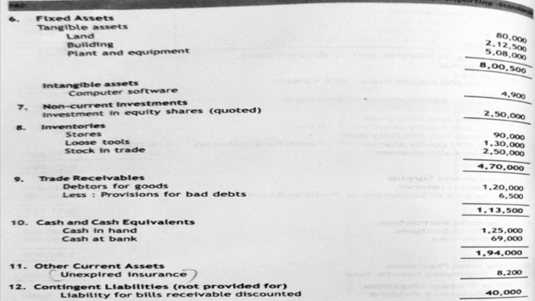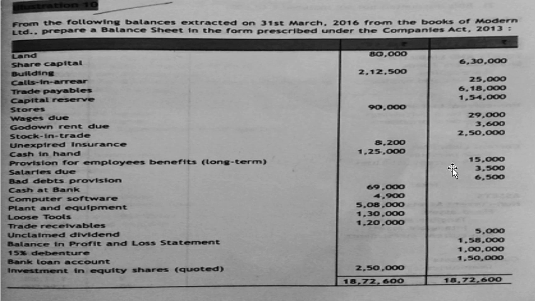Next is our other current assets. Under other current assets, we have unexpired insurance. Unexpired insurance is nothing but another term, it can also be called prepaid insurance. Any prepaid items will come under your current assets, and your outstanding items will appear in your current liabilities. So unexpired insurance is nothing but your prepaid insurance, which is there in your question, which is 8,200.